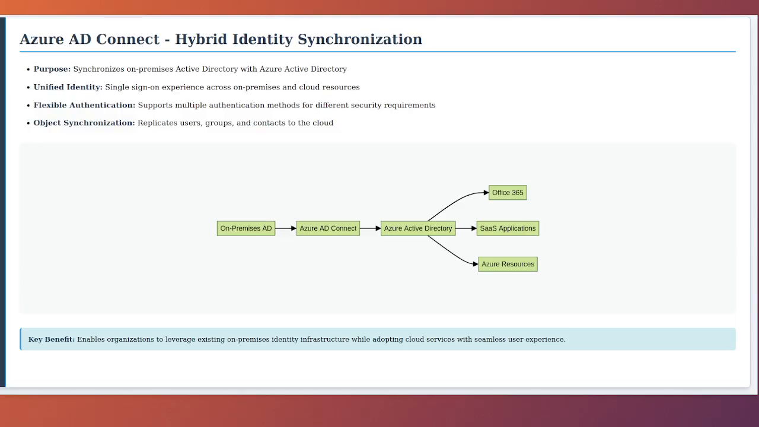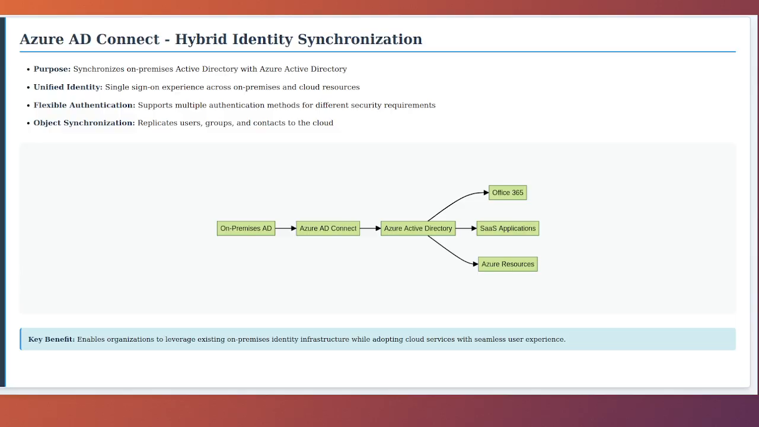Azure AD Connect is Microsoft's solution for bridging the gap between on-premises Active Directory environments and the cloud-based Azure Active Directory service. In today's hybrid IT landscape, organizations need to maintain identity consistency across both traditional data centers and cloud platforms. Azure AD Connect serves as the synchronization engine that makes this possible by establishing a reliable connection between these two identity systems. The fundamental purpose of Azure AD Connect is to enable users to authenticate and access resources using a single identity, regardless of whether those resources are hosted on-premises or in the cloud.